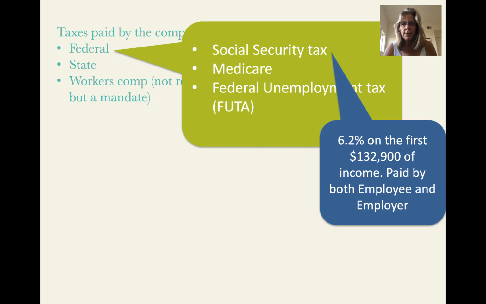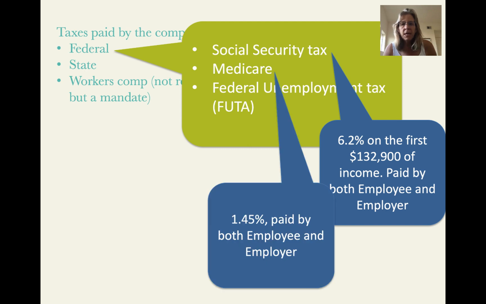Social Security tax is 6.2% on the first $132,900 of income. And it's actually paid by both employee and employer. So both the employee and the employer has to pay 6.2%. And you'll see that in another video when we do a calculation of take-home pay. This video, though, we're just looking at the cost to the company. So we're only going to include the 6.2% that's paid by the employer.